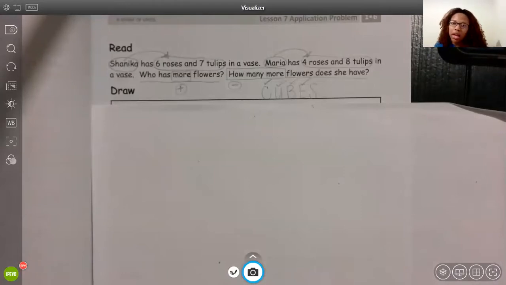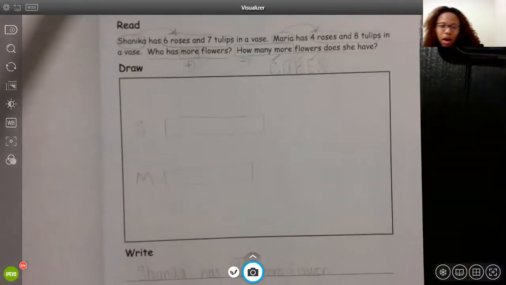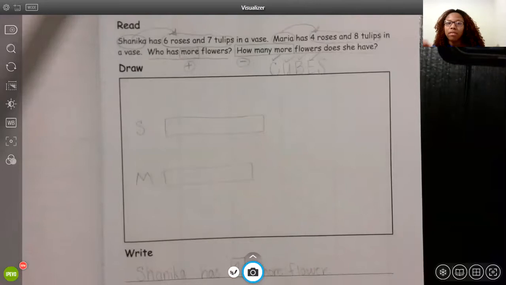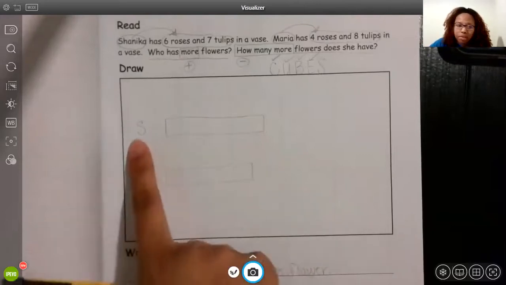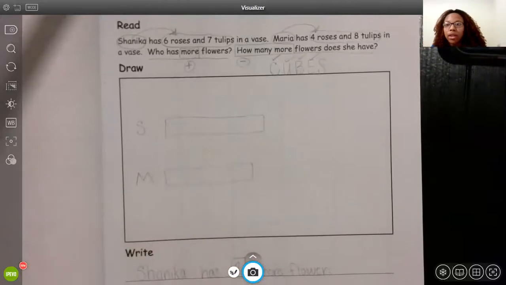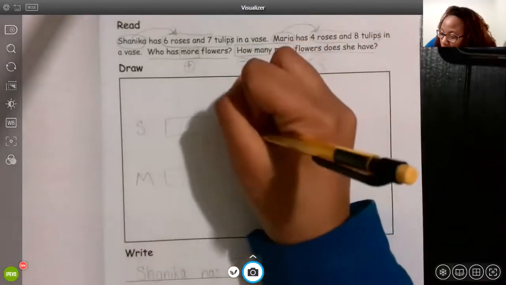For my drawing, I already have just a little bit of it done, not a lot. So if you look here, I already have my boxes for my tape diagrams. I want to make a tape diagram for each girl. I have S up here for Shanika, and then I have M down here for Maria. Now, if you look at our sentence, Shanika has 6 roses and 7 tulips in a vase. Do you know a part in a whole, or do you know 2 parts? I know 2 parts. So that means they're both going to go inside of my tape diagrams. Don't forget to draw your line.